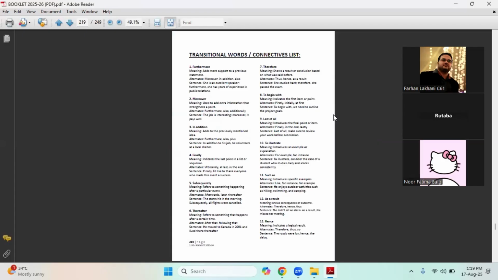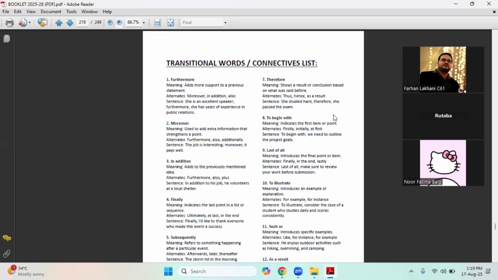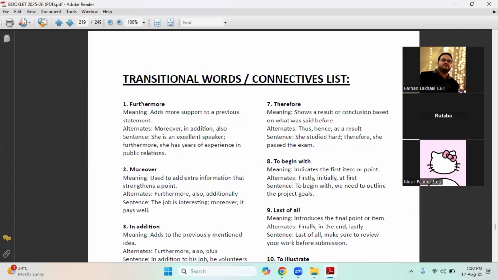is there. Transitional words or connected list एक ही बात है. Go through it. अच्छा देखो, the very first one says furthermore. The meaning is written there. Alternates are also written there. Instead of furthermore, what you can use is moreover, in addition to, also. So if you've used furthermore once, don't repeat it again. If you want to use furthermore again, use moreover. If you don't want to repeat furthermore and moreover, use in addition. So there are alternates here. Sentences are also written here, so you can go through it.